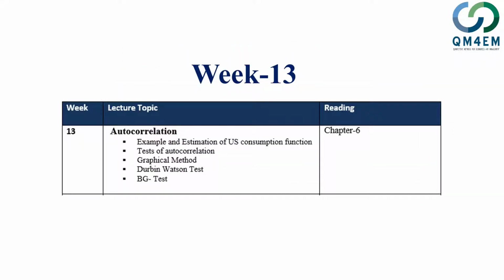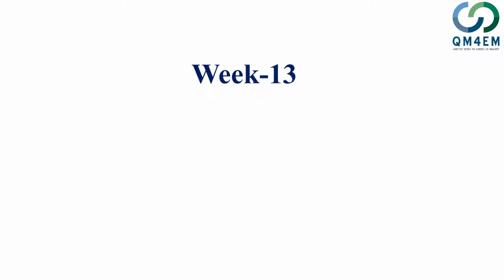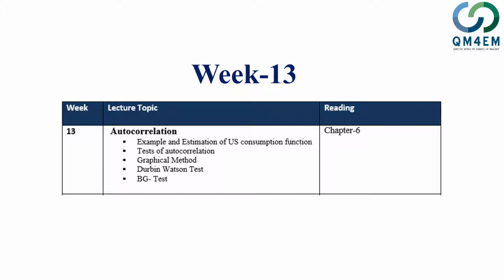In week 13, we are going to start a new topic, and this topic is autocorrelation. Now, what is autocorrelation? That's the first starting point for our discussion today. We are going to see examples from the US consumption function. We are going to talk about the tests for autocorrelation: the graphical method, the Durbin-Watson test, and the BG test.